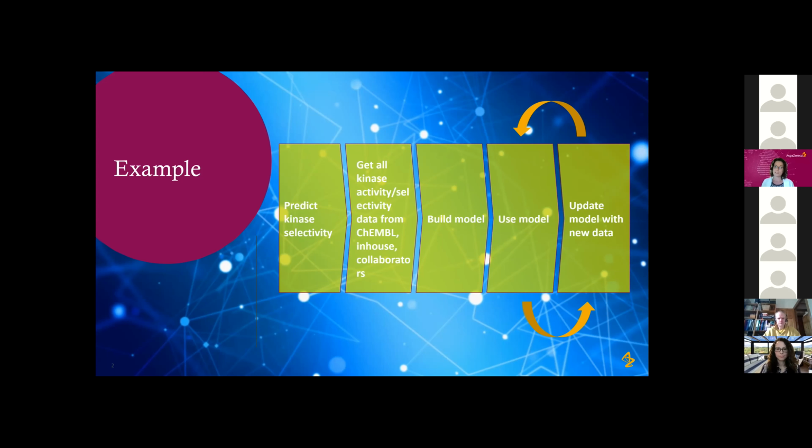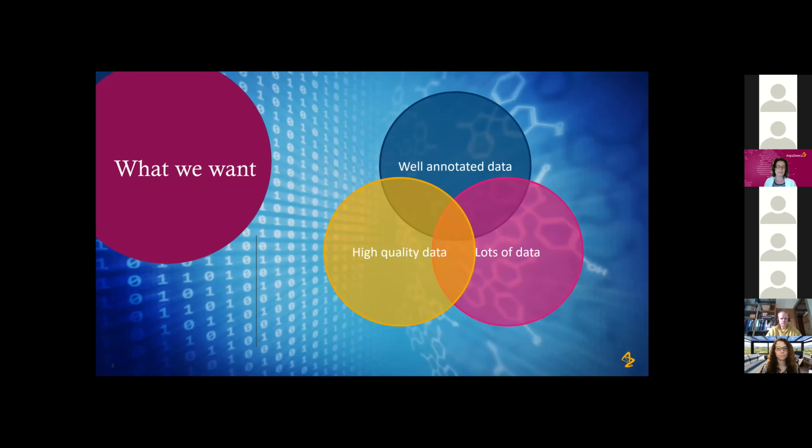You go ahead, you build your model, you use your model, you evaluate your model, etc. You test compounds, and when you have new results and new compounds, you update your model with new data. And to be able to be successful with this, we really want to have the best data sets possible to build those models. So what we really would want is high quality data, data sets that we know are taking care of any bias problems. They should be well annotated, and there should be a lot of data.